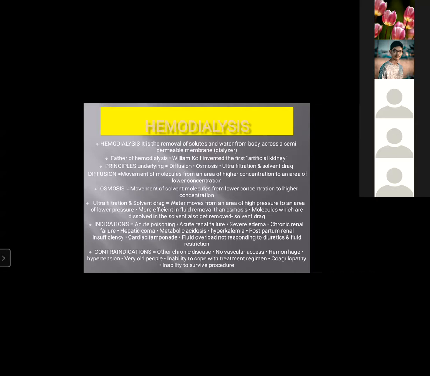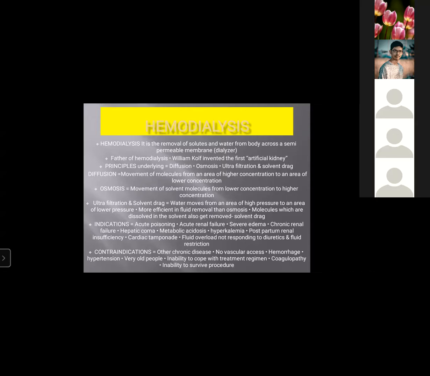Ultrafiltration and solvent drag. Water moves from an area of high pressure to an area of lower pressure. It is more efficient in fluid removal than osmosis. Molecules which are dissolved in the solvent also get removed. It's solvent drag.